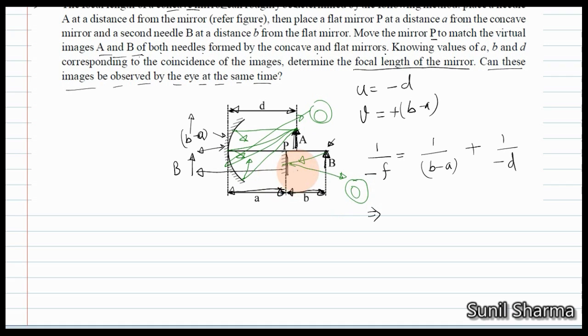You can find out the field of view for the image of A and the image of B. Then you will see that there is no common region between these fields of view. So that's why the answer given is no. Thank you.